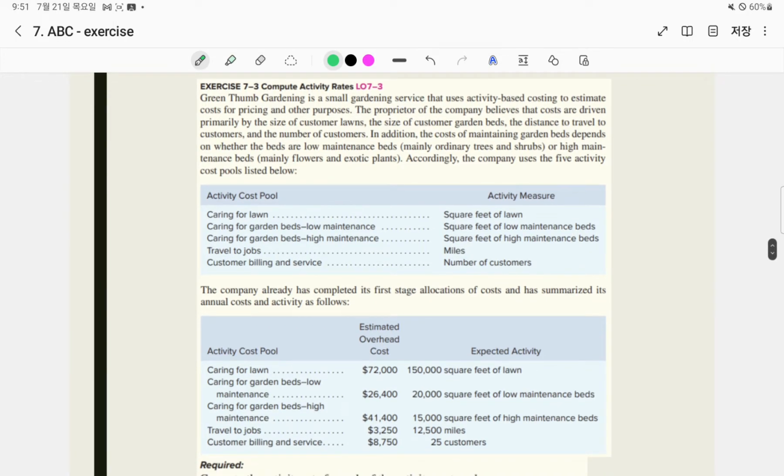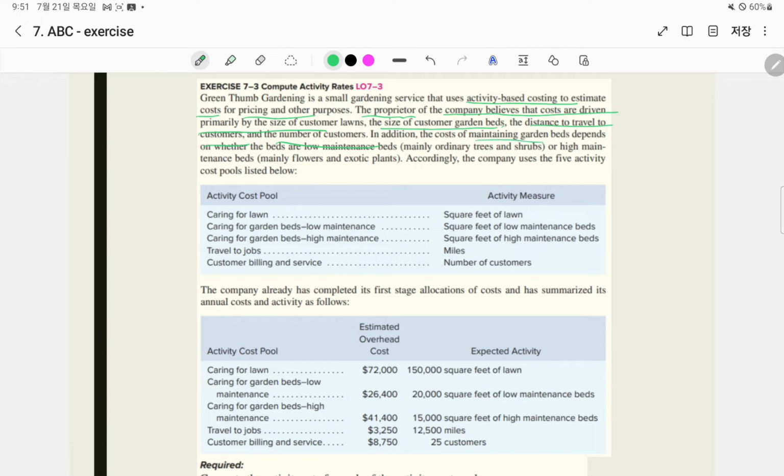So Green Thumb Gardening is a small gardening service that uses activity-based costing to estimate cost for pricing and other purposes. The proprietor of the company believes the costs are driven primarily by the size of customer lawns, the size of customer garden beds, distance to travel to customers, and the number of customers.